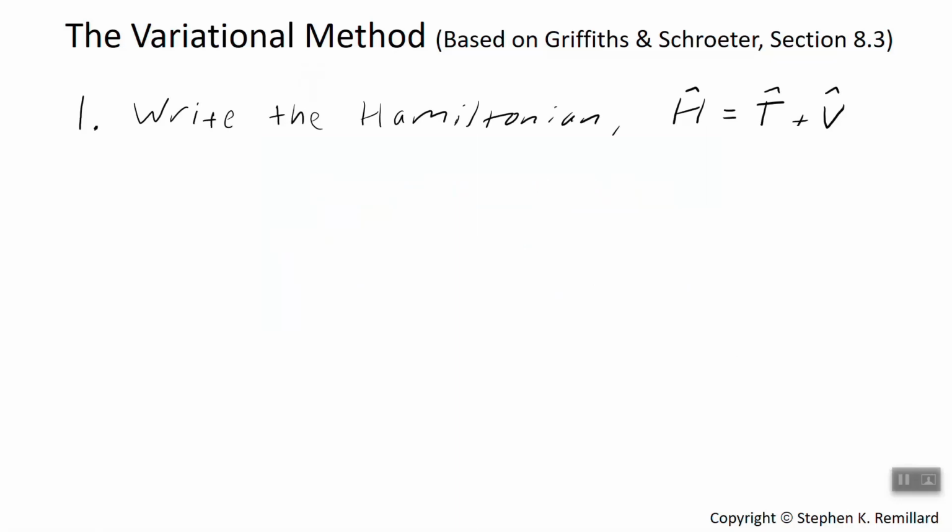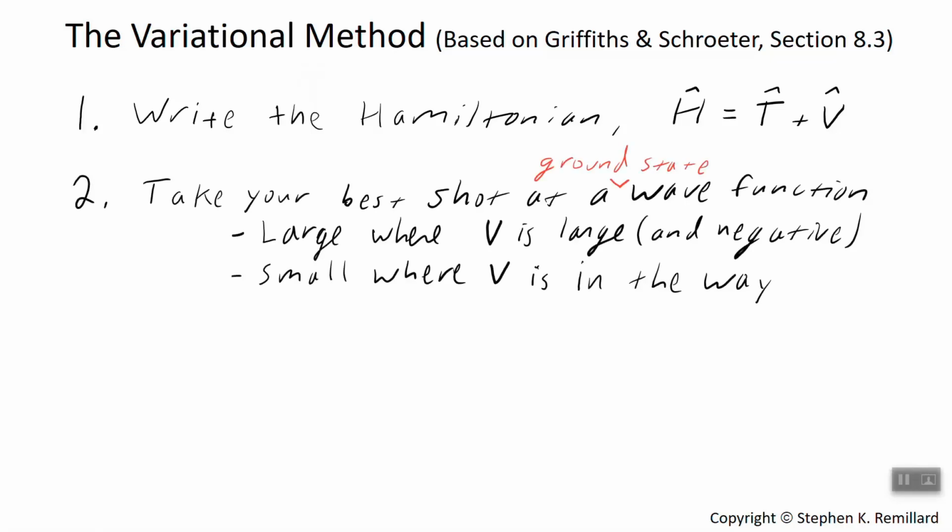To review the variational method, the first thing you do is you write down the Hamiltonian, and you do need good information on the system in order to write that accurately, the kinetic plus potential energy, and then you take your best shot at a ground state wave function. I got that highlighted in red for a reason. It's really important. You're only going for the ground state here.